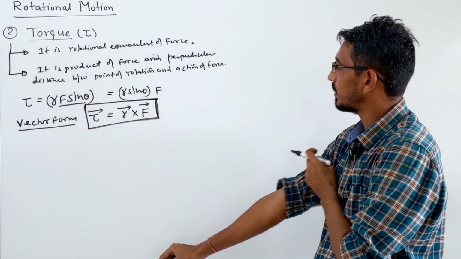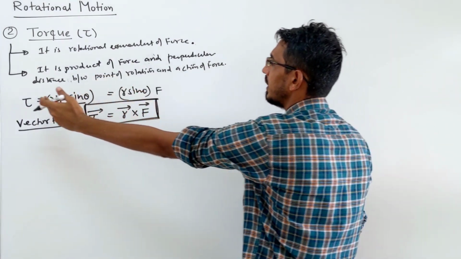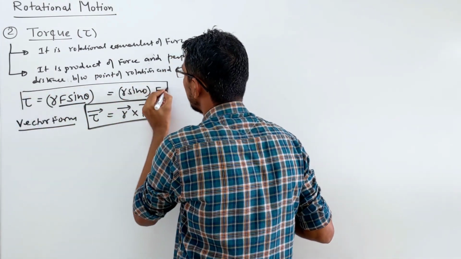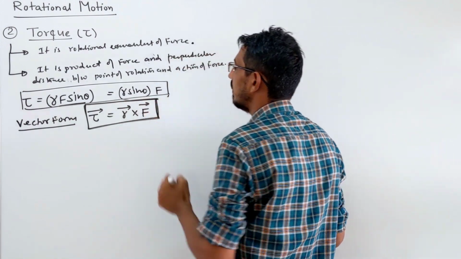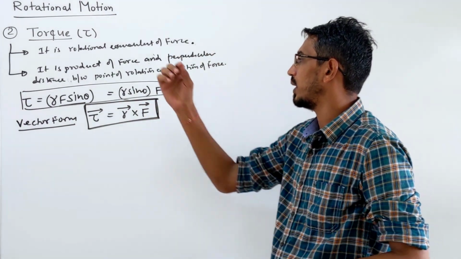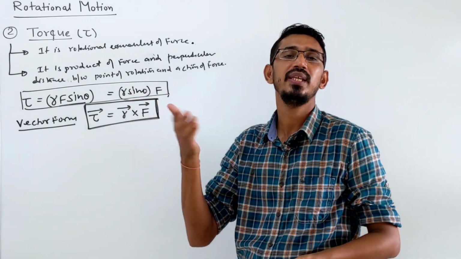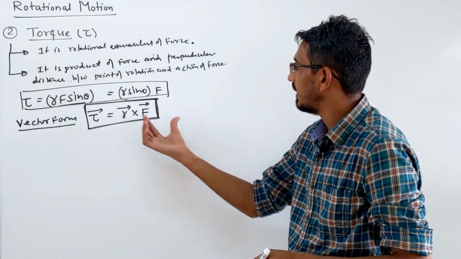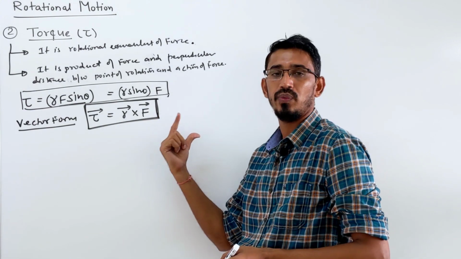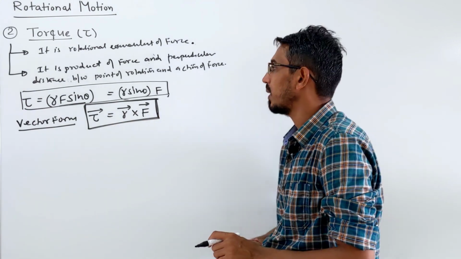Now, small things we talk about here. This is the scalar formula, you understood? Simply r F sin theta, or you can write the component of F, F sin theta, into r, or r sin theta into F, it doesn't matter, it's a linear form, scalar. And in vector form it is always r cross F, cross products are there, you can see.